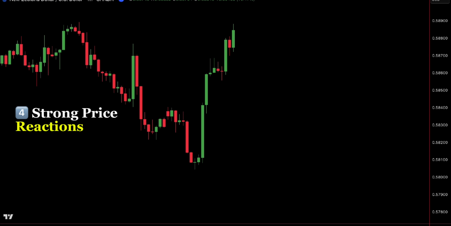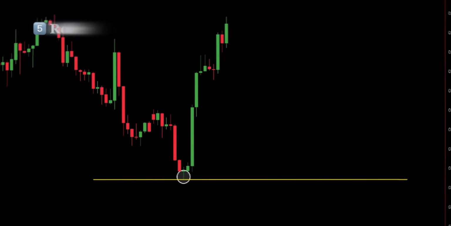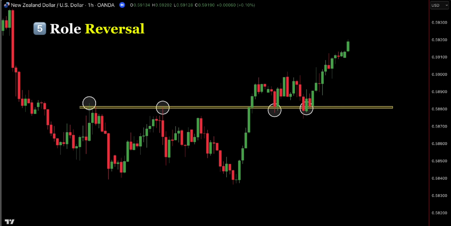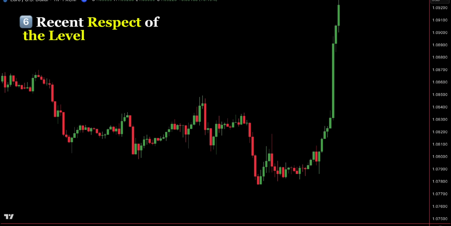Strong price reactions. When price moves aggressively away from a level, it signals that a significant amount of buying or selling pressure came in. The more explosive the reaction, the more important the level is. Role reversal. A strong level should act as both support and resistance at different times. If price breaks through a resistance level and then comes back to test it as support, or vice versa, it confirms the level's importance.